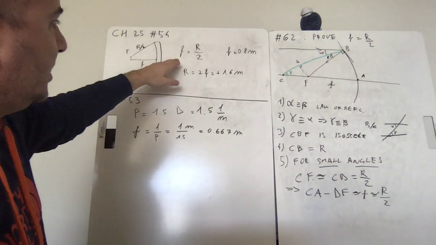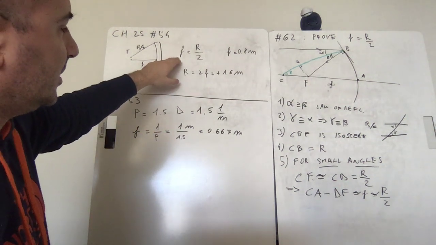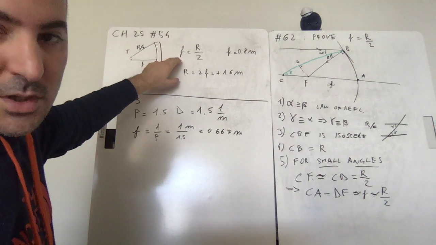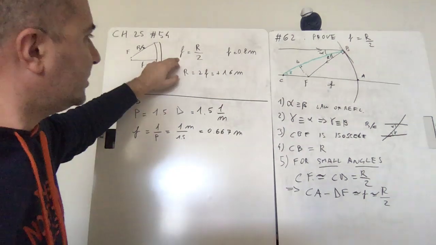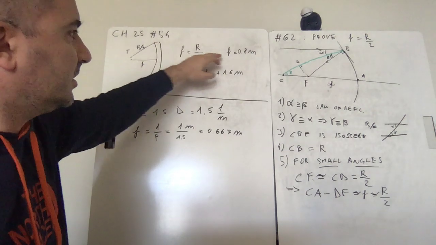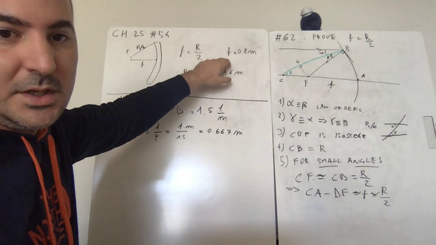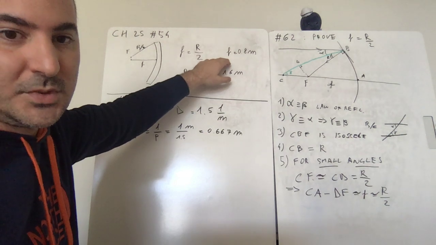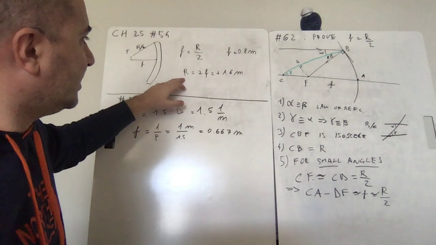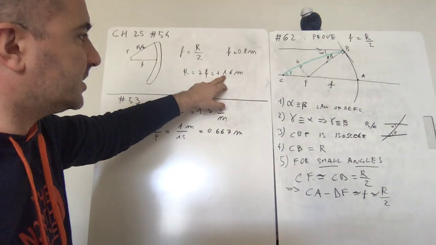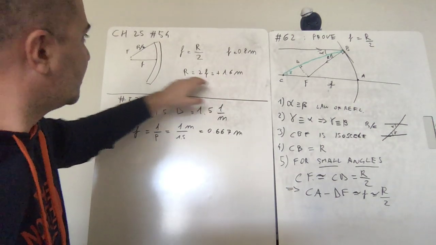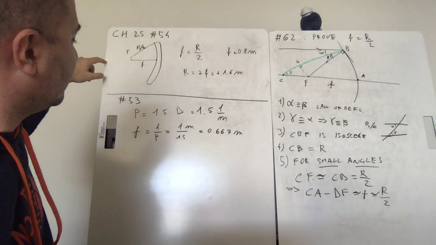So again, the definition of the focal length for a spherical mirror is r over 2. We know that the focal length has to be 0.8 meters. The problem gives you 800 millimeters. Okay. And so the radius is 2 times the focal length, which is 1.6 meters. Okay. So the radius is actually up here.